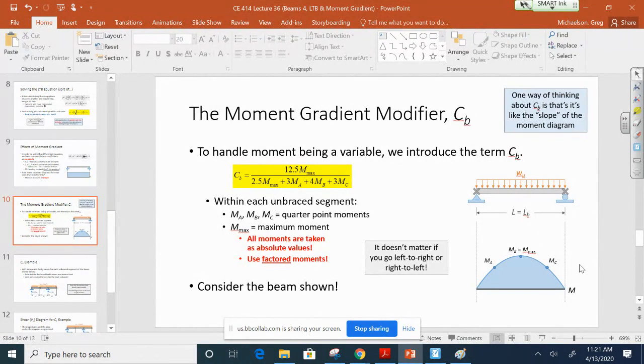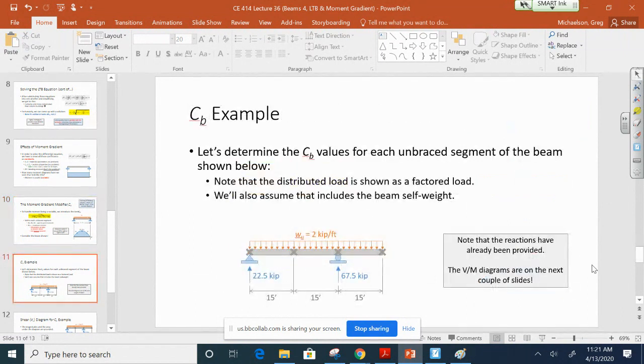and I ask you to compute C_b based on a couple different scenarios. The way that I thought I would handle this today is I wanted to give you a problem that was a little bit more involved than you would like. This problem is actually way more complicated than the problem I'm giving you on the homework assignment. The idea is I want to go through the really tricky problem here in class. So we're going to determine the C_b values for each of the unbraced segments of the beam shown below. That should be segments.